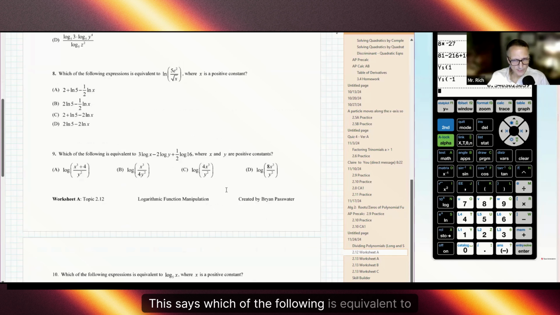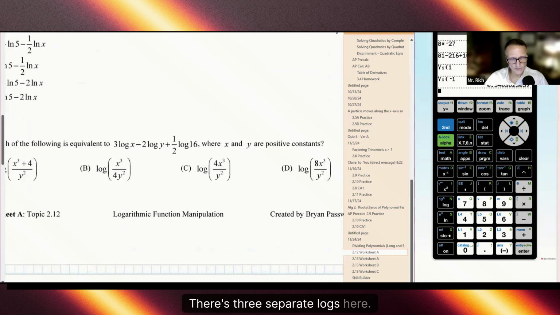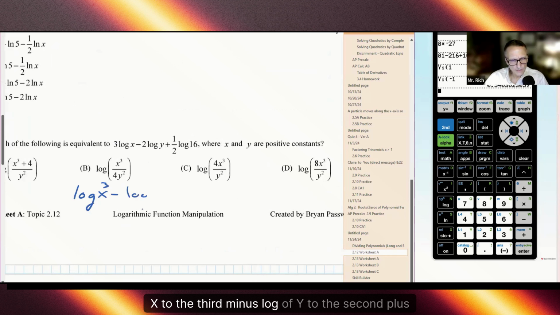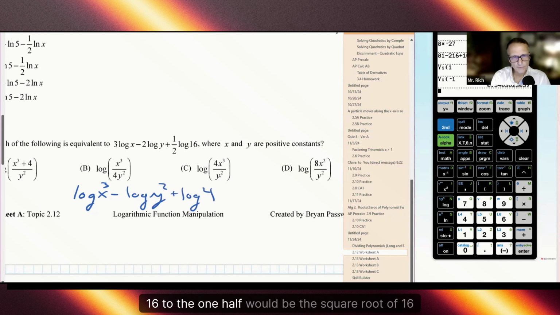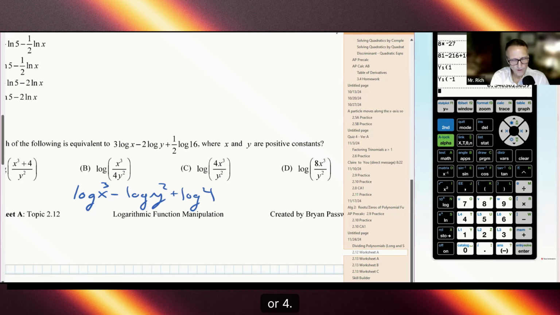Let's try number 9, a multiple choice problem. This says, which of the following is equivalent to this expression? There are 3 separate logs here. The first thing that I am going to do is take each one of the coefficients and take them up into the exponent. So this first one would be log of x to the 3rd minus log of y to the 2nd plus log of 16 to the 1/2, which would be 4, right? 16 to the 1/2 would be the square root of 16, or 4.